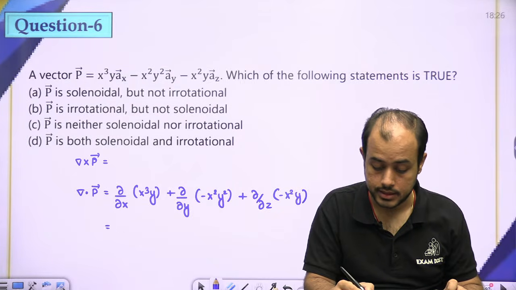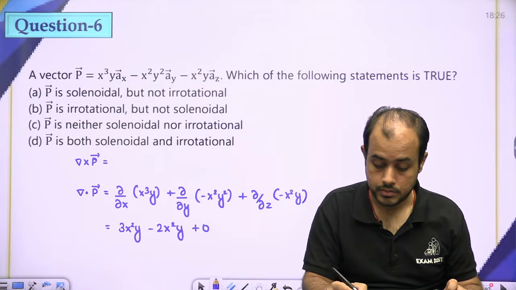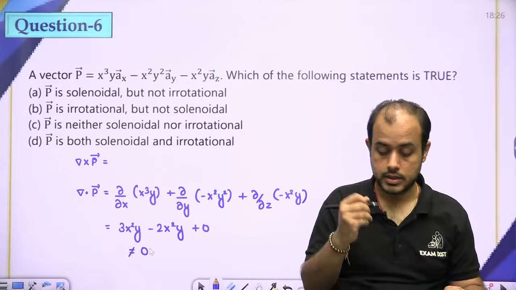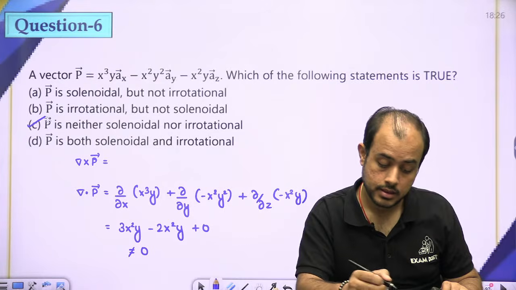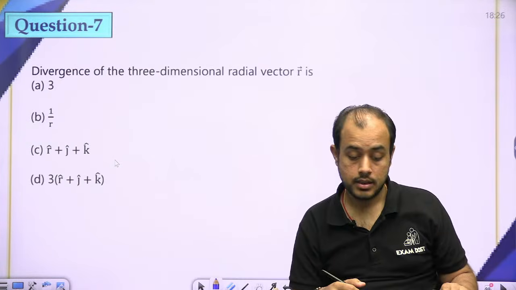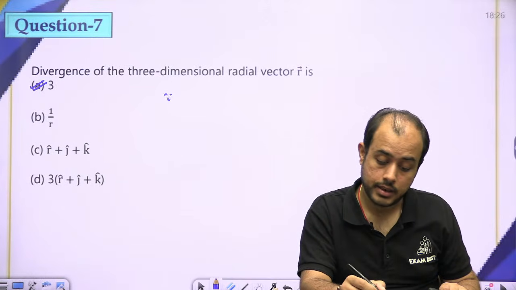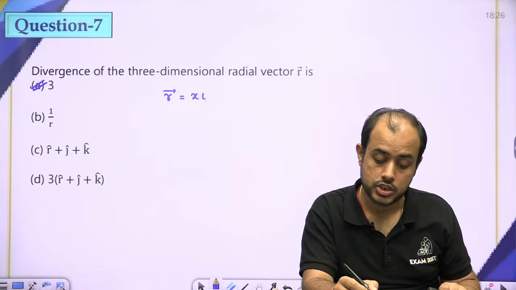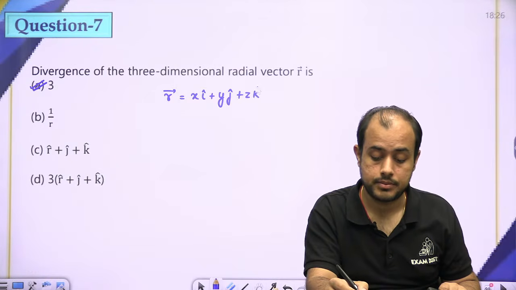Now beta, this is 3x square y. This is non-zero. ठीक है. क्या आ रहा है? सी आ रहा है. ये चेक कर लेना, कर्ल भी नॉन जीरो आ रहा होगा. Divergence of r vector is 3 because r vector is the position vector xi plus yj plus zk.